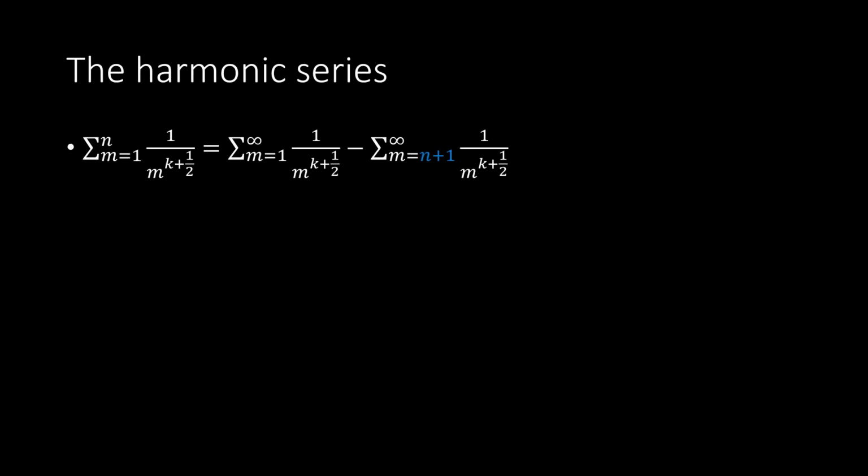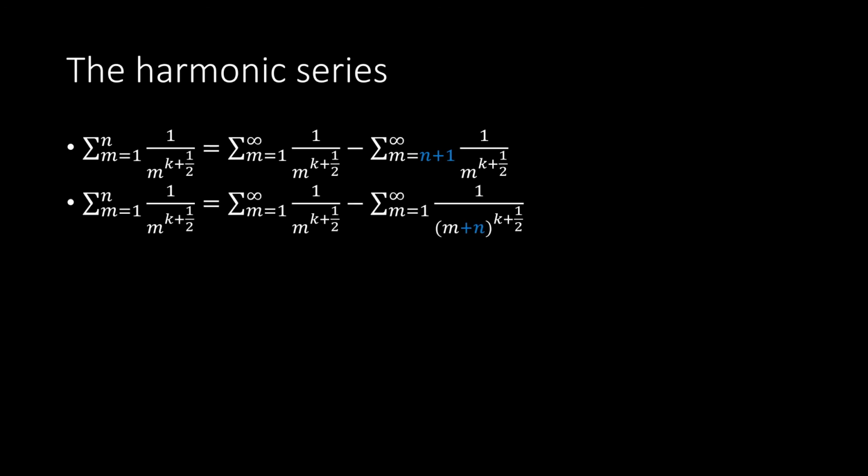So how can we leverage this? Back to the harmonic series. This is exactly what we did the moment before. Instead of summing to n, we can also sum to infinity if the sum converges to a finite number, and then subtract a second sum that starts at n plus 1 and goes to infinity.